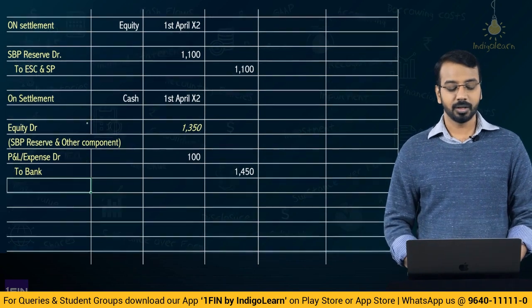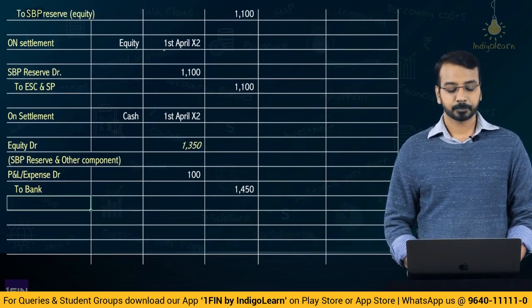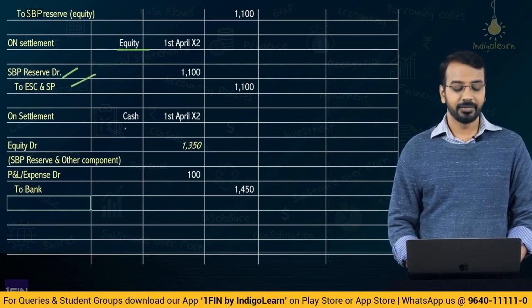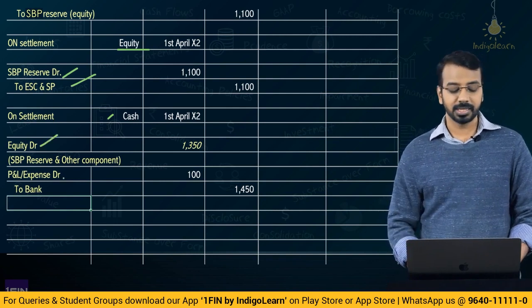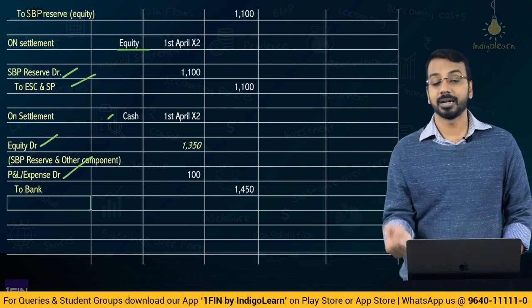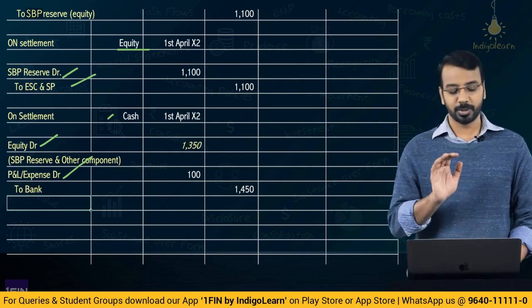That is what is done on settlement. So if it is equity settled, you will just move from one component of equity to another component of equity. If it is cash settled, then it will be considered as buyback of equity, plus if there is any extra amount paid, that is considered as an expense. Okay, I hope you are clear with this.